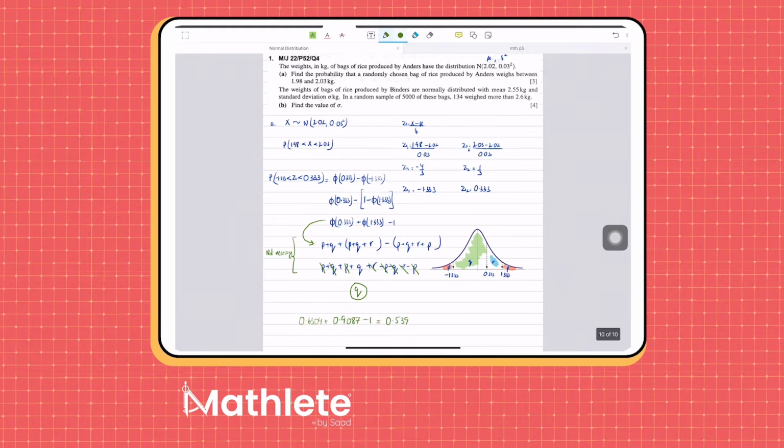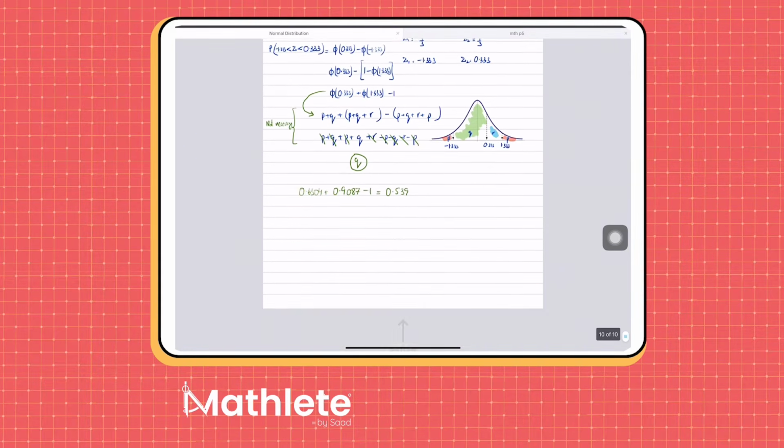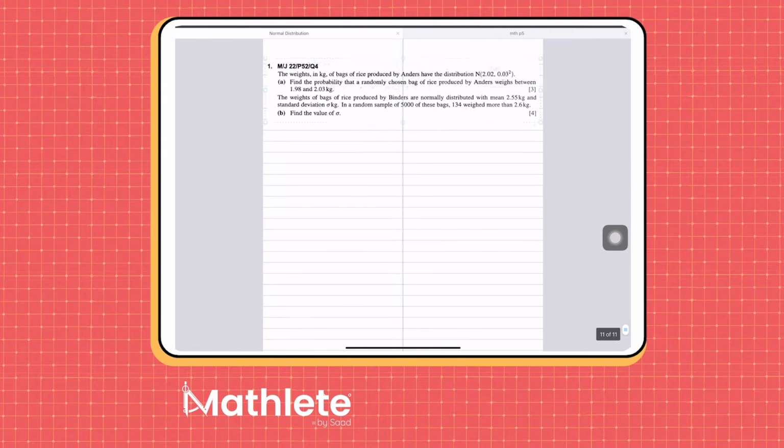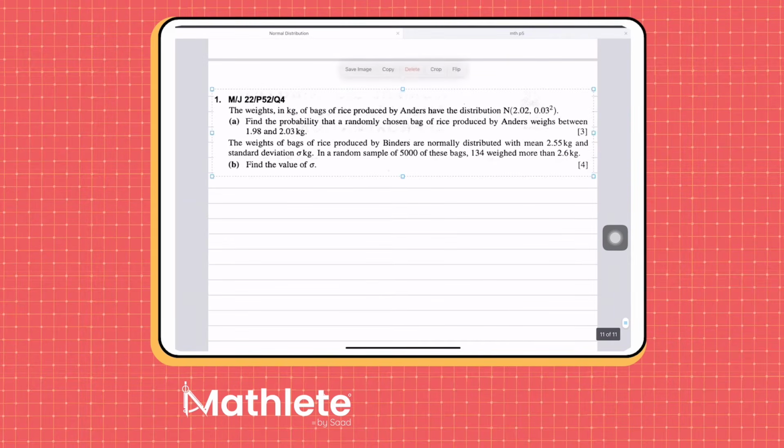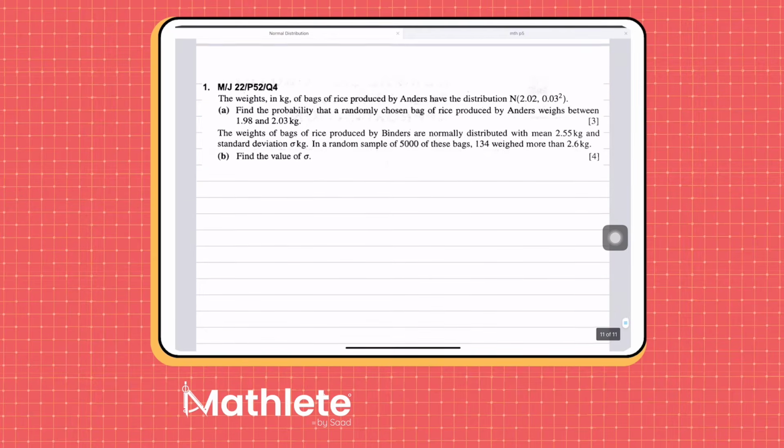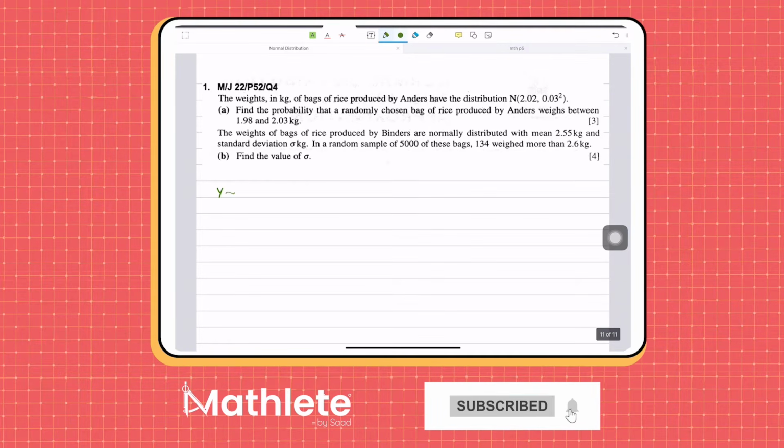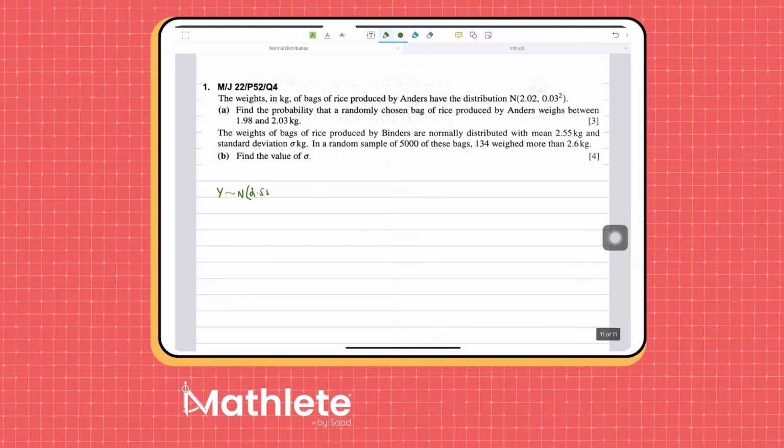Now let's have a look at part B. Part B says the weights of bags of rice produced by binders are normally distributed with mean 2.55 and standard deviation sigma kg. So now we're talking about, let's call this y since we've already considered x. So y is normally distributed with mean 2.55 and the variance is sigma squared.